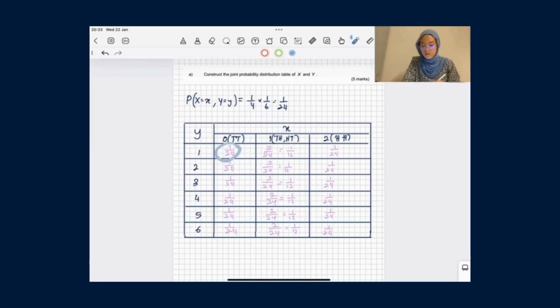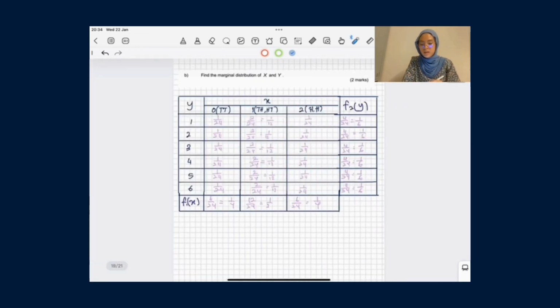Since 0 means there are no heads, the outcome is tails and tails, which is just one outcome. So 1 times 1 over 24 gives 1 over 24 for all of this. Same goes for this part: the outcome is 2 heads, heads and heads, which is only one outcome, so you get 1 over 24. For this part, the outcome is 1 head, which means there are 2 outcomes, tails heads and heads tails. So 2 outcomes times 1 over 24 gives 2 over 24, and when you simplify, you get 1 over 12.